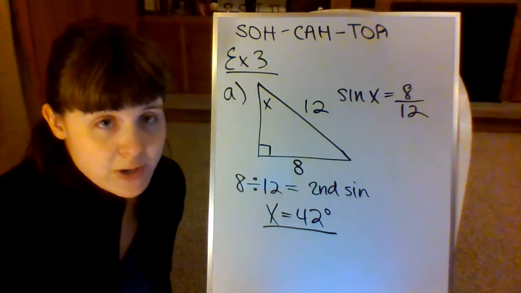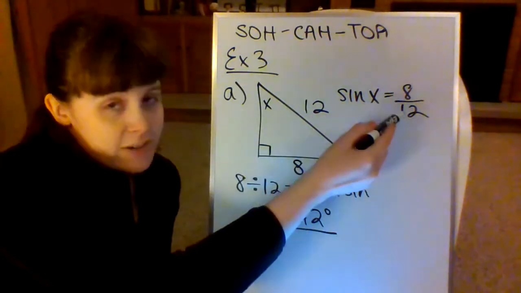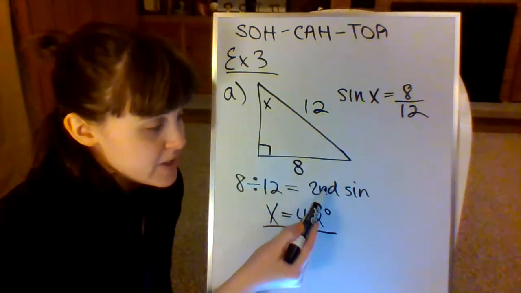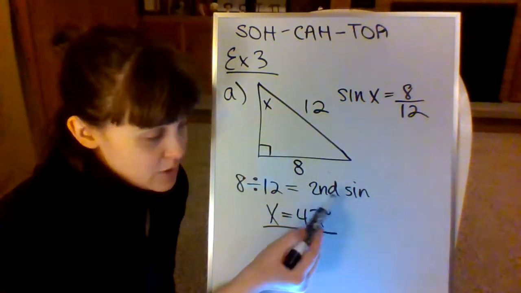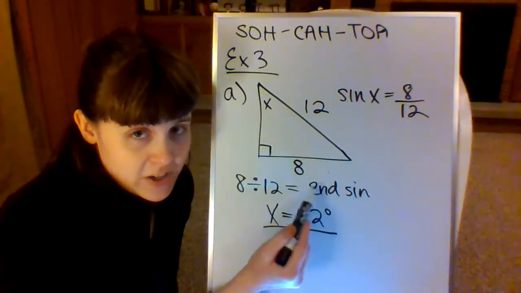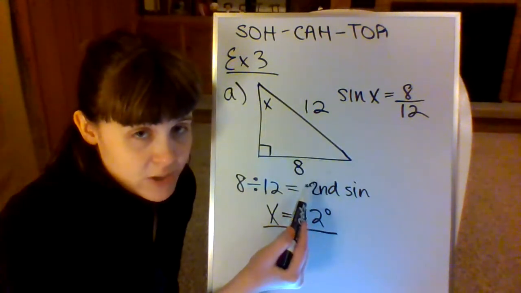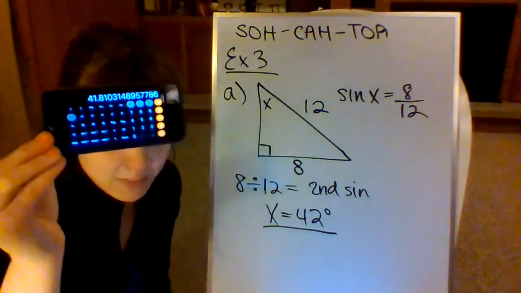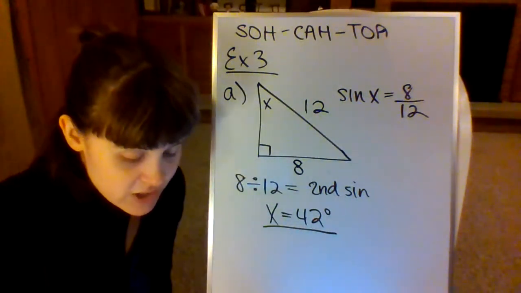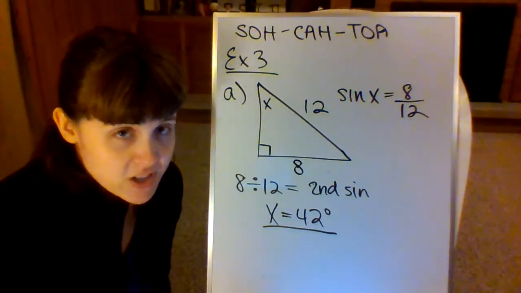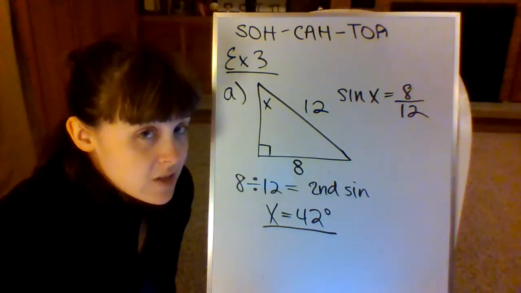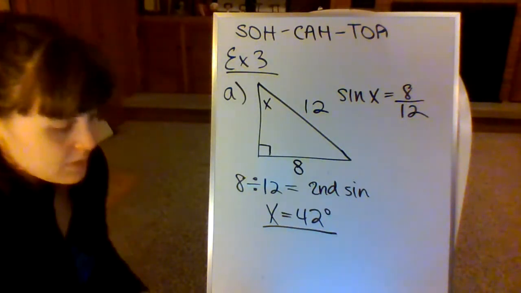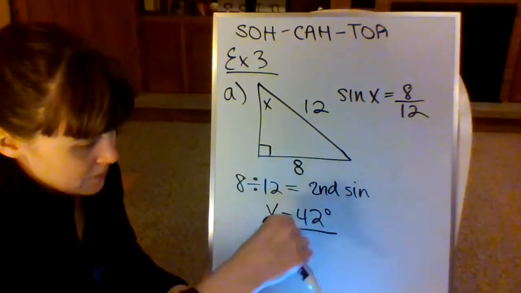Okay, so I'm going to recap that. First, you have to do 8 divided by 12. Then press the equal sign. Then you're going to press second and sine. Now, once you press second, your calculator is in that mode. So when we do the next problem, we will not have to press second again because your phone's already in that mode to do sine inverse, cosine inverse, or tangent inverse. Okay, hopefully that made sense. We're going to try part B now.